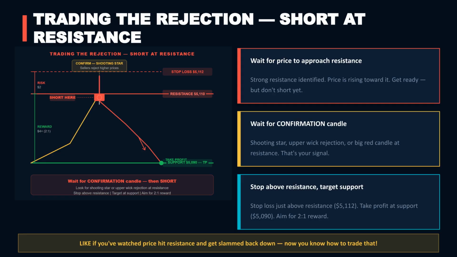My stop loss goes just above resistance, maybe $5,112. This is often where I see the best setups combining everything we've learned. Strong resistance level, price approaching with momentum. Then a shooting star candle forms at resistance. That's a setup. That's when you're short with high confidence.